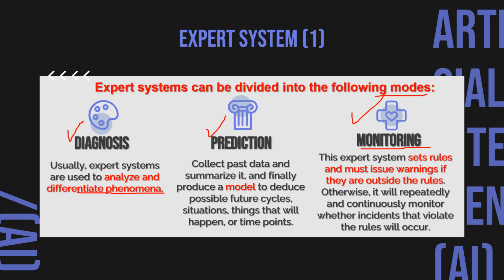Yeah, normally we will call it like a love school service, a 16 hours love school service, if you broke the rules. Okay? So no food and drink. And they didn't put the label right here, okay? But anyway, it's called monitoring. So the expert system sets the rules and issues warnings if they are outside the rules.